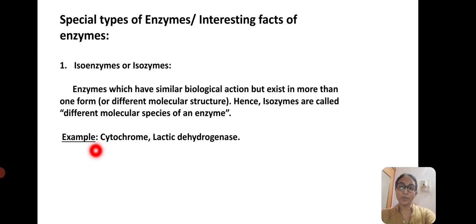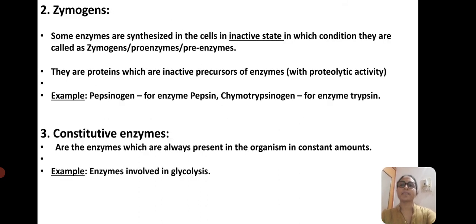Next, coming to the special groups of enzymes and some interesting facts about enzymes. Special groups, the first one being isoenzymes or isozymes. That means the same enzyme in different forms. Enzymes which have similar biological action but exist in more than one form. They are nothing but different molecular structures of the same enzyme. Hence, isozymes are different molecular species of the same enzyme. Examples: cytochrome, lactic dehydrogenase, etc. Then coming to the zymogens, very important. Zymogens are nothing but inactive state enzymes.